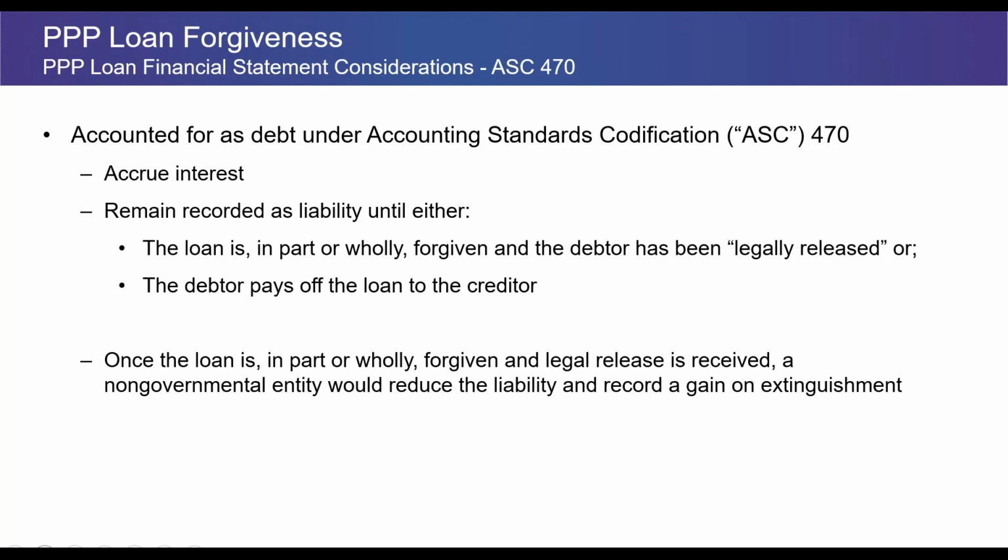For those of you who have received forgiveness already on your first loan, you know that a letter does come to you from the SBA, essentially relieving you of this obligation, or the debtor decides to pay off the loan to the bank. So once the loan is in part or wholly forgiven, and this release is received, then you would reduce the liability and record a gain on extinguishment. We're seeing it in the financial statements as other income, gain on extinguishment of PPP loan. That's typically how we've been reporting it, and others as well.